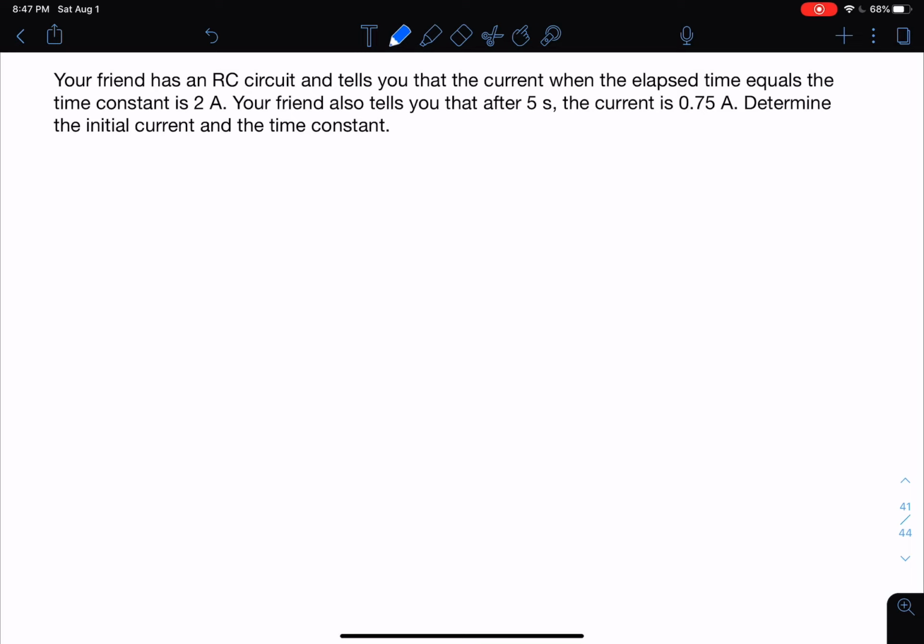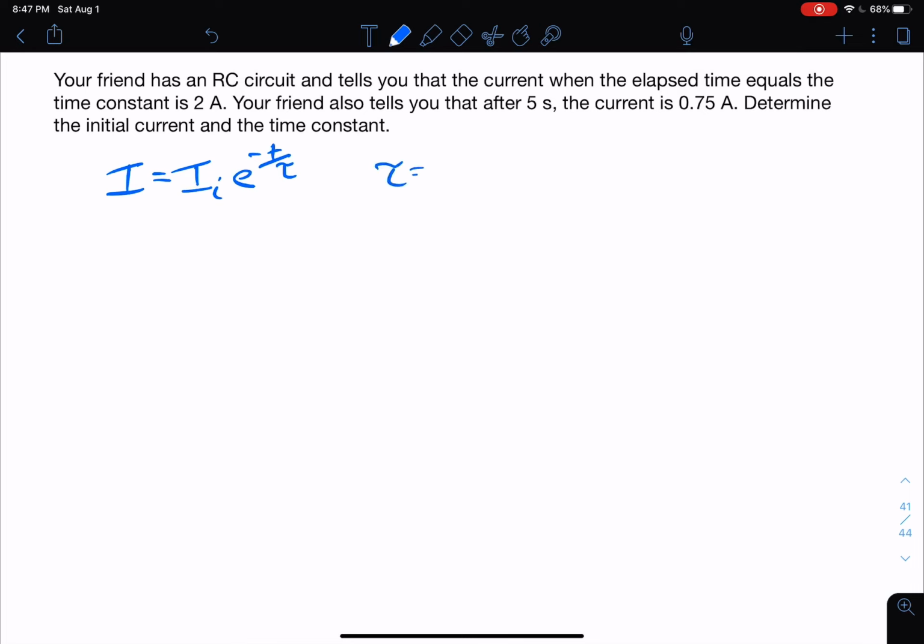Now notice that your friend hasn't told you if it's the charging case or the discharging case. And that doesn't matter because the current in both cases behaves the same. In both cases, the charging case and the discharging case, the current undergoes exponential decay. Now that's not true for the charge on the capacitor or the voltage across the capacitor, but it is true for the current. The current behaves the same in both cases, charging and discharging.